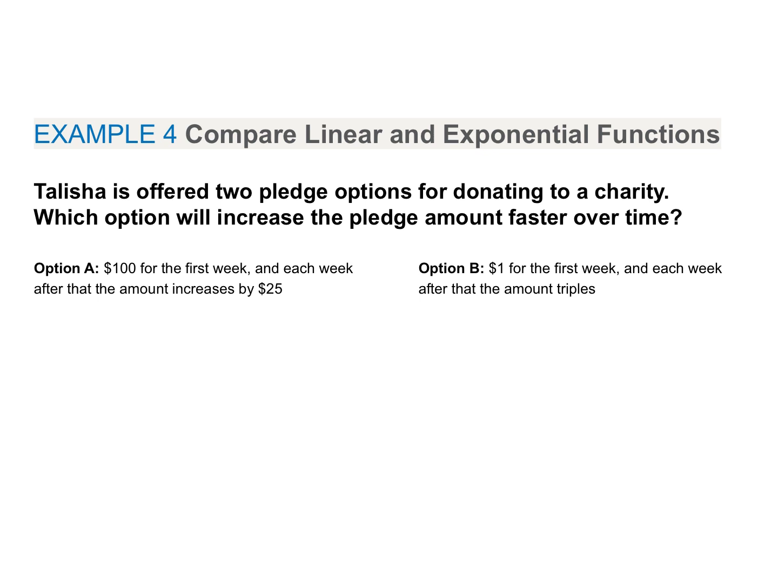Just to show the difference between these two things, because you've got linear versus exponential, we're going to compare these. Talisha has offered 2 pledge options for donating to a charity. Which option will increase the pledge amount faster over time? So option A was $100 in the first week, and each week after that amount increases by $25. So $100 plus a $25 increase from the previous amount. So like 100, 125, 150, you could probably organize this better in a data chart, etc.